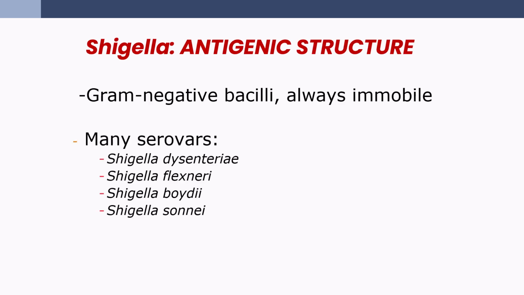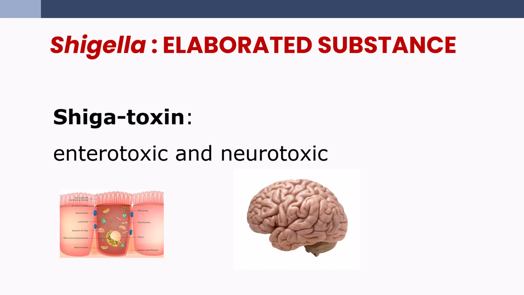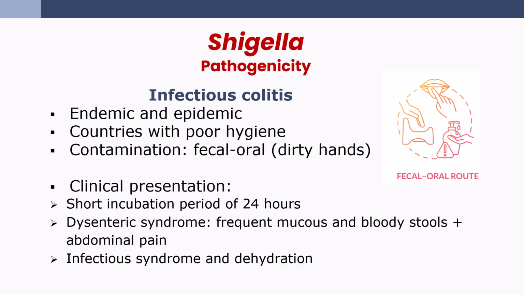In regard to antigens, Shigella are gram-negative, immobile bacilli, with several serovars of medical interest: Shigella dysenteriae, Shigella flexneri, Shigella boydii, and Shigella sonnei. As for the substances produced by Shigella, the bacterium mainly produces Shiga toxin, which has enterotoxic and neurotoxic effects. Let's move on to the pathogenicity of Shigella.